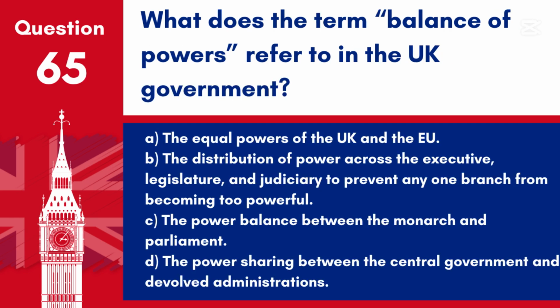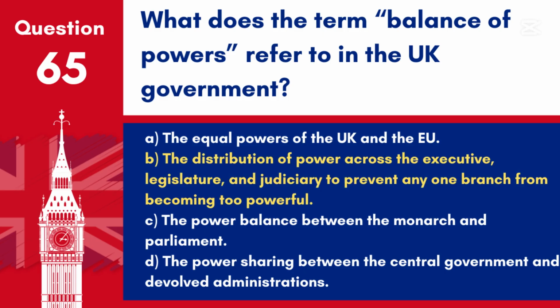Question 65. What does the term balance of powers refer to in the UK government? A. The equal powers of the UK and the EU. B. The distribution of power across the executive, legislature and judiciary to prevent any one branch from becoming too powerful. C. The power balance between the monarch and parliament. D. The power sharing between the central government and devolved administrations.